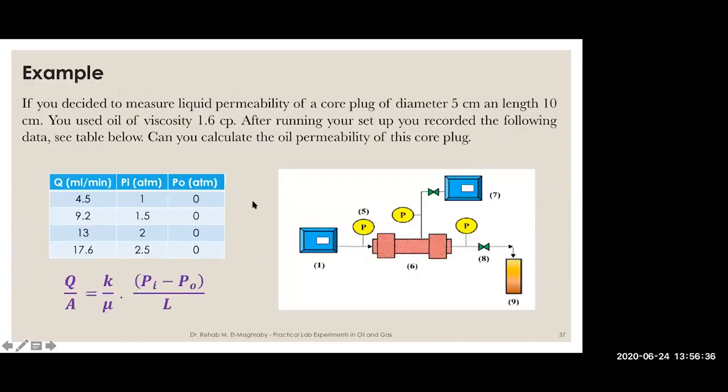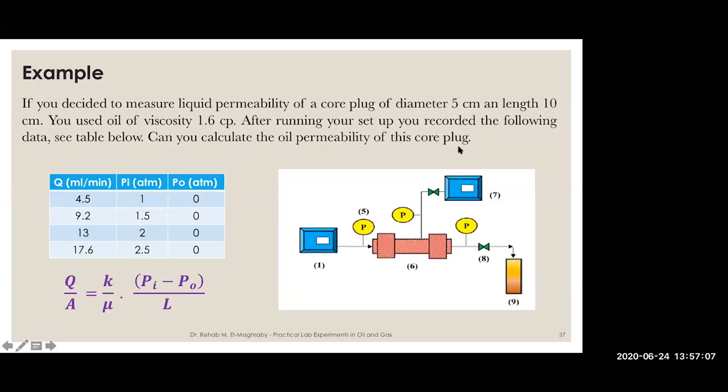Practicing. Okay. If you have a setup and you want to measure the liquid permeability of oil, you will use oil to measure it. You measure using a vernier caliper the dimensions of your core plug, which are 5 centimeter in diameter and 10 centimeter in length. The viscosity of your oil is known, 1.6 centipoise. Okay, the centipoise is equal to 10 to the minus 3 Pascal second.